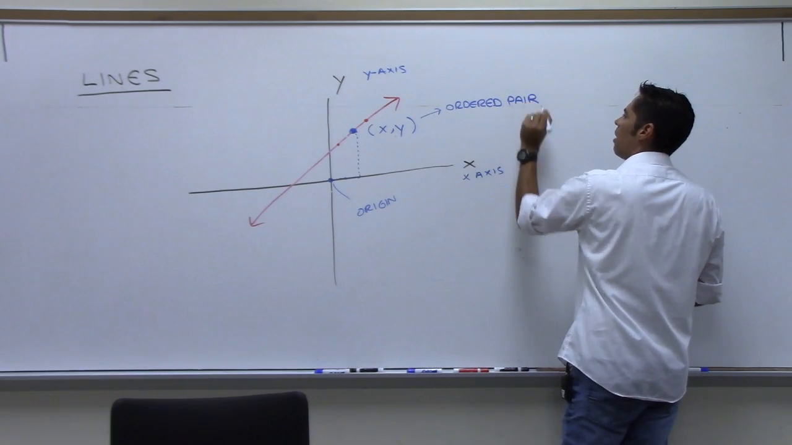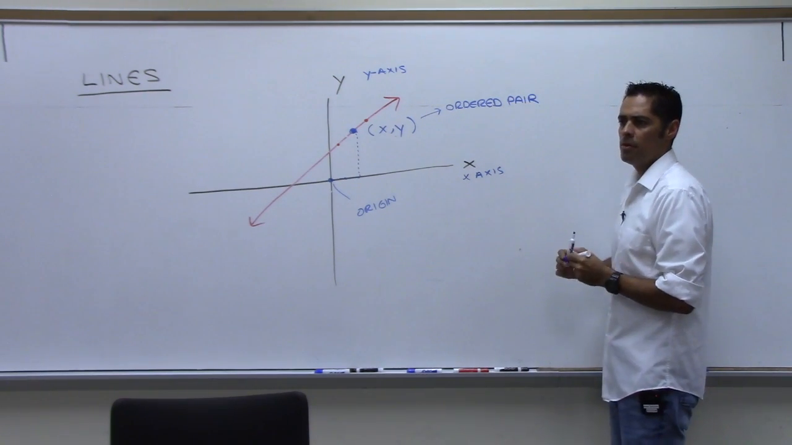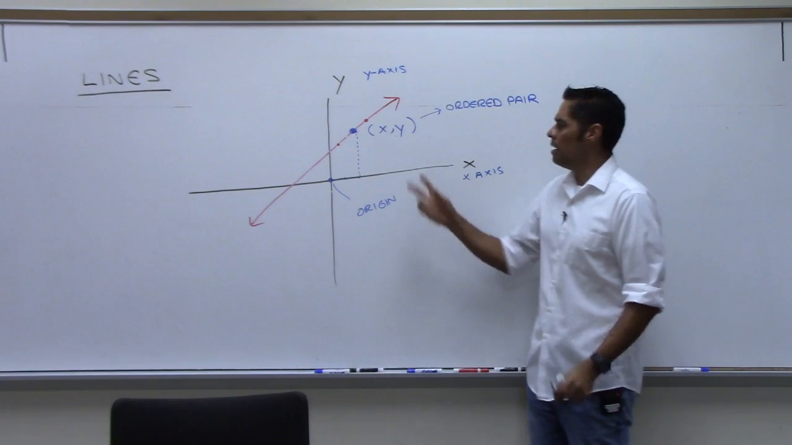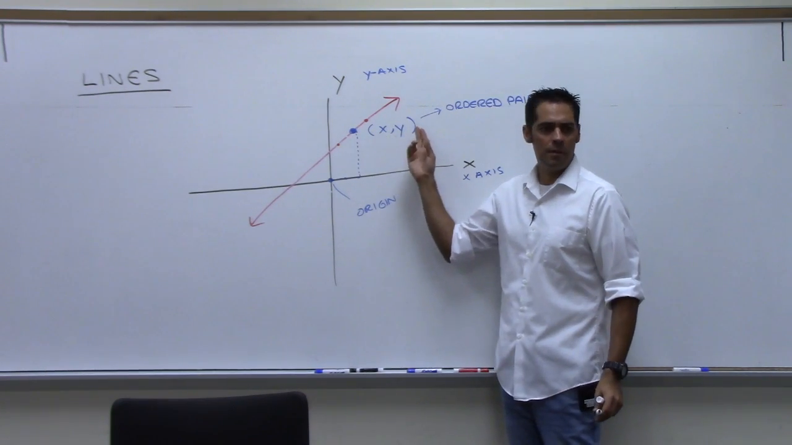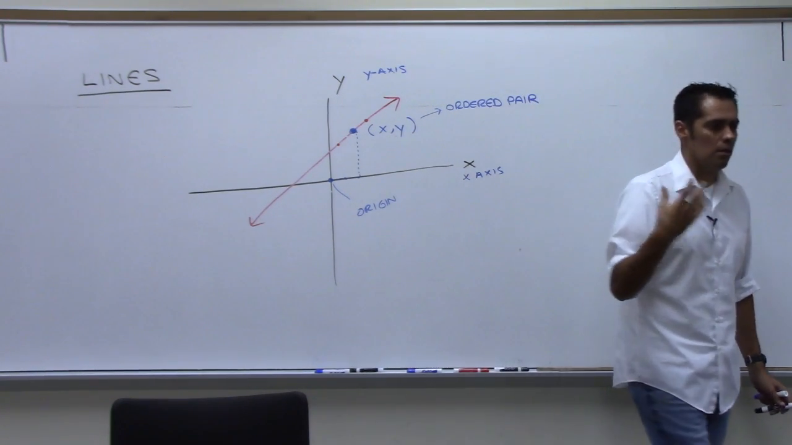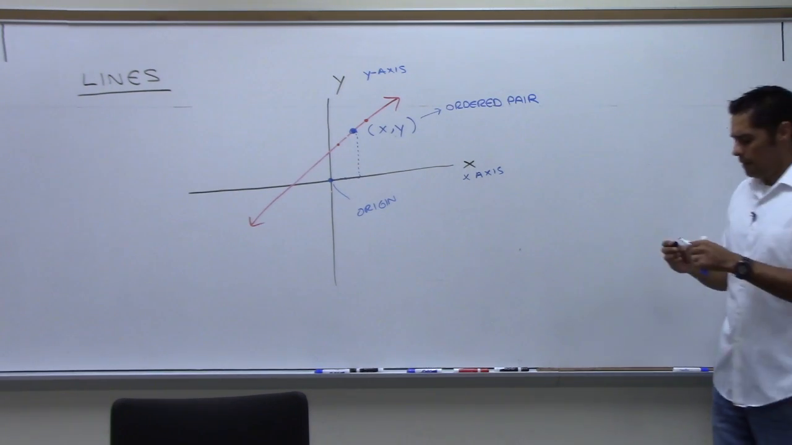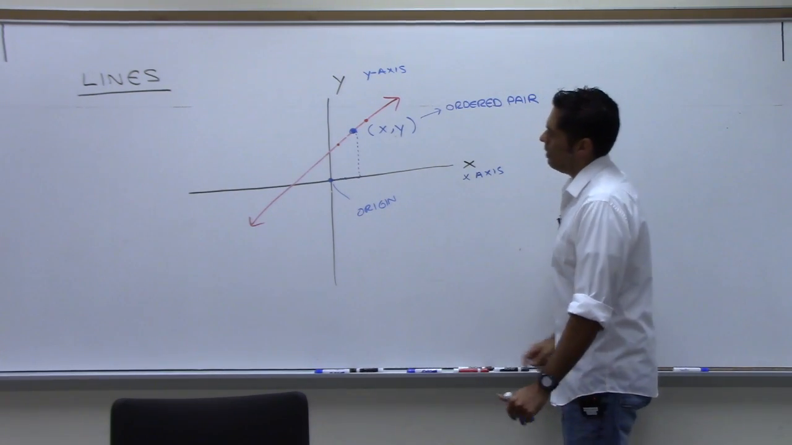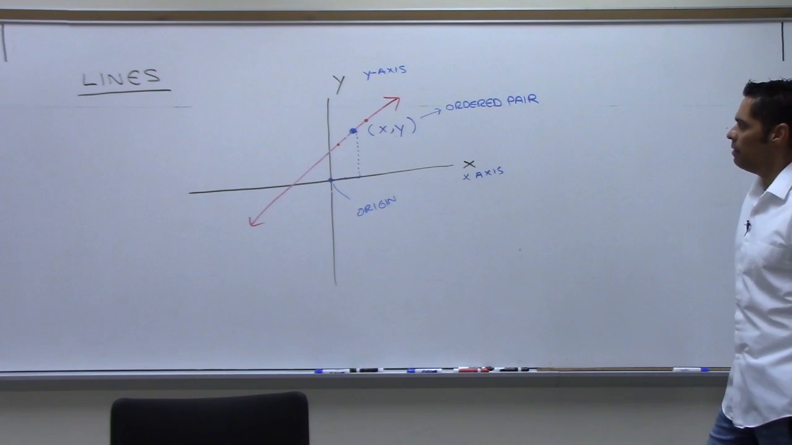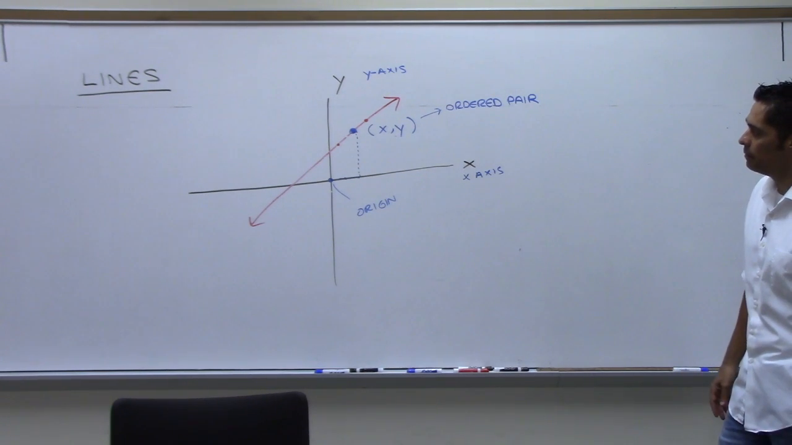It's a pair of numbers, right? It's a pair of numbers. And the order matters, right? If I write 2, 3, that's different than 3, 2. So order matters, so we call it an ordered pair. All right, that's the basic layout of a line on a sheet of paper.